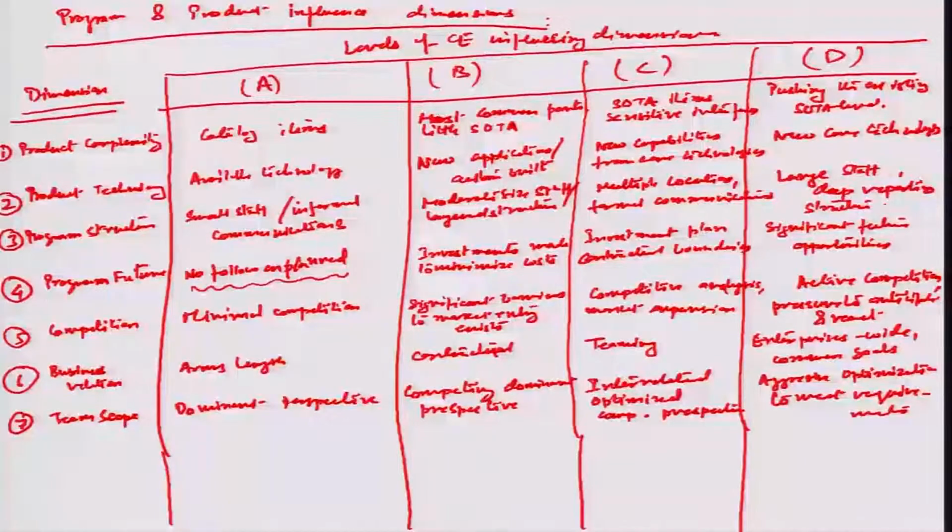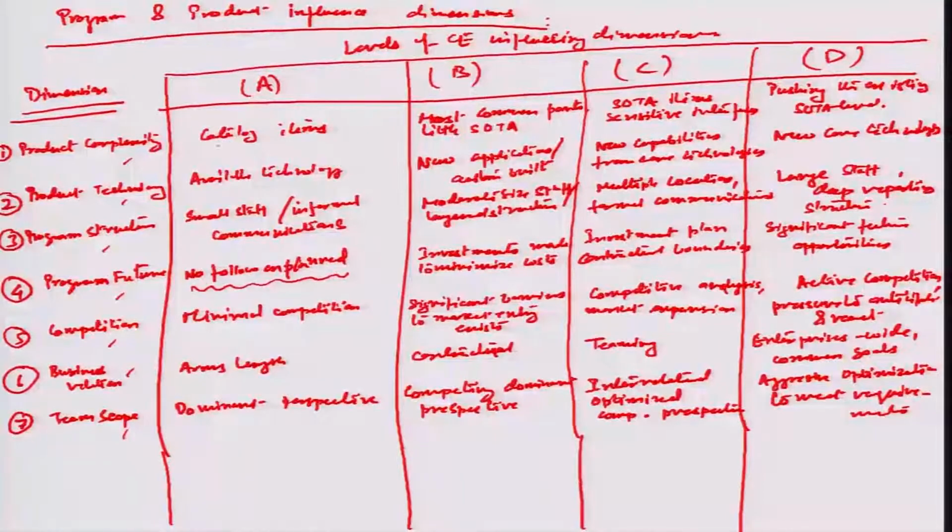So, for that we had actually framed up a table where we talked about the various levels of the influencing dimensions like product complexity, product technology, program structure, program future, competition, business relation and team scope. In this we further categorize the various levels as starting from the basic level A all the way to D. There were 4 different levels.